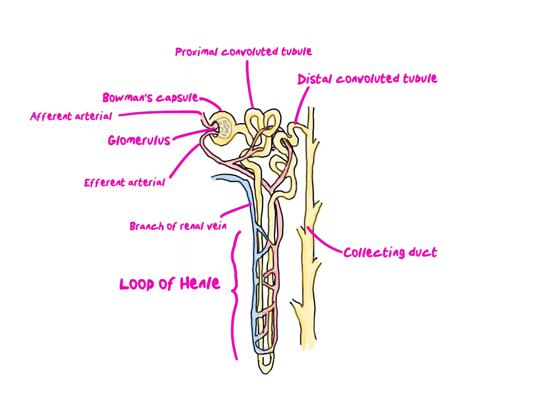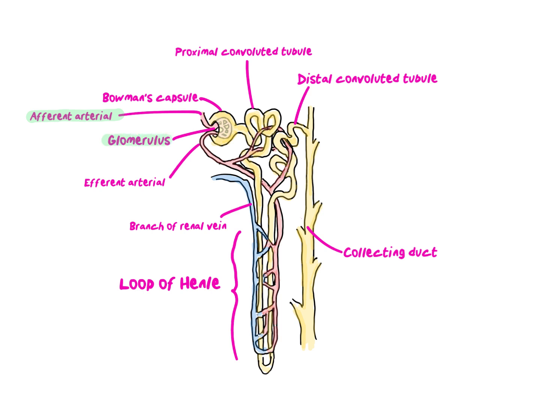Now if we look at the structure of a nephron, there's a lot going on here. There are a lot of words. Over time they will stick. We have blood coming in to the nephron through this arteriole, and this is called the afferent arteriole. The blood then will move through a capillary network here, and this is called the glomerulus.